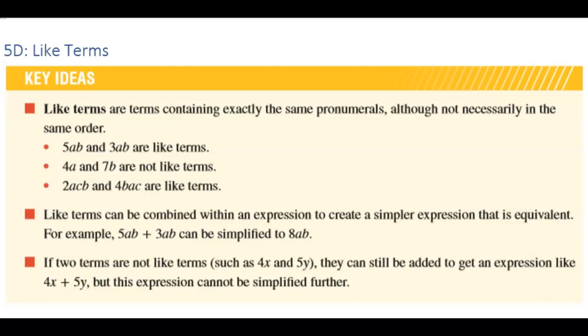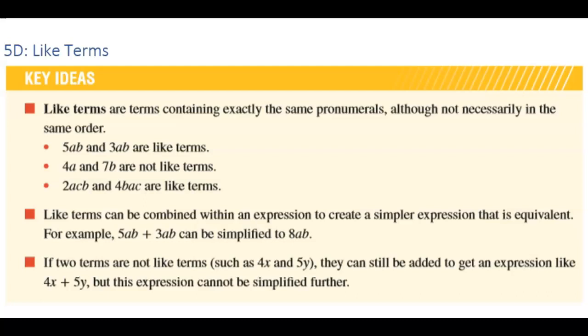The second point: like terms can be combined within an expression to create a simpler expression that is equivalent. For example, 5AB plus 3AB can be simplified to 8AB, because the pronumeral part is the same. You can say we've got 5 lots of AB, and then another 3 lots of AB, so together we've got 8 lots of AB.